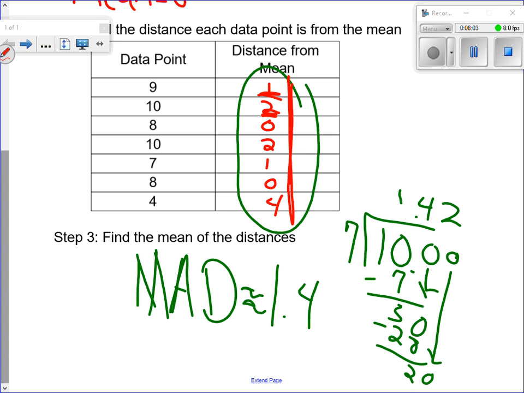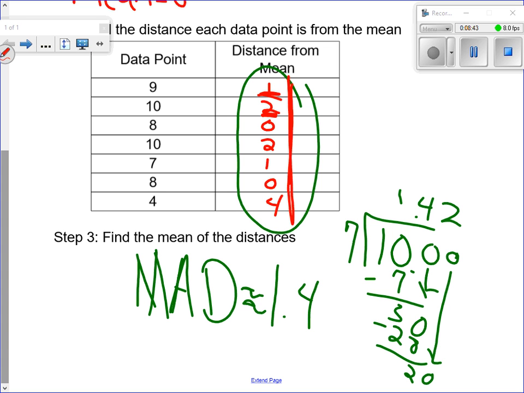As a basketball coach, I could use this to figure out how consistent my players are. If I had a player that consistently scored, let's say 10 points one game, next game they score 12, next game they score 11, next game they score 13, next game they score 9, and I found the mean absolute deviation of that, their mean absolute deviation is going to be a really small number. They're very consistent.